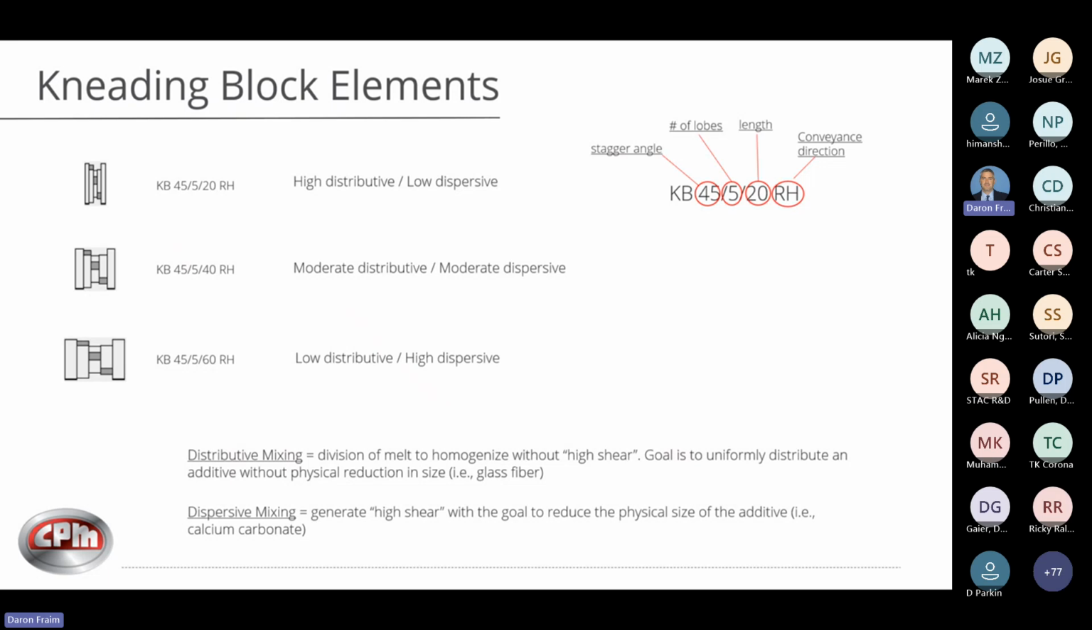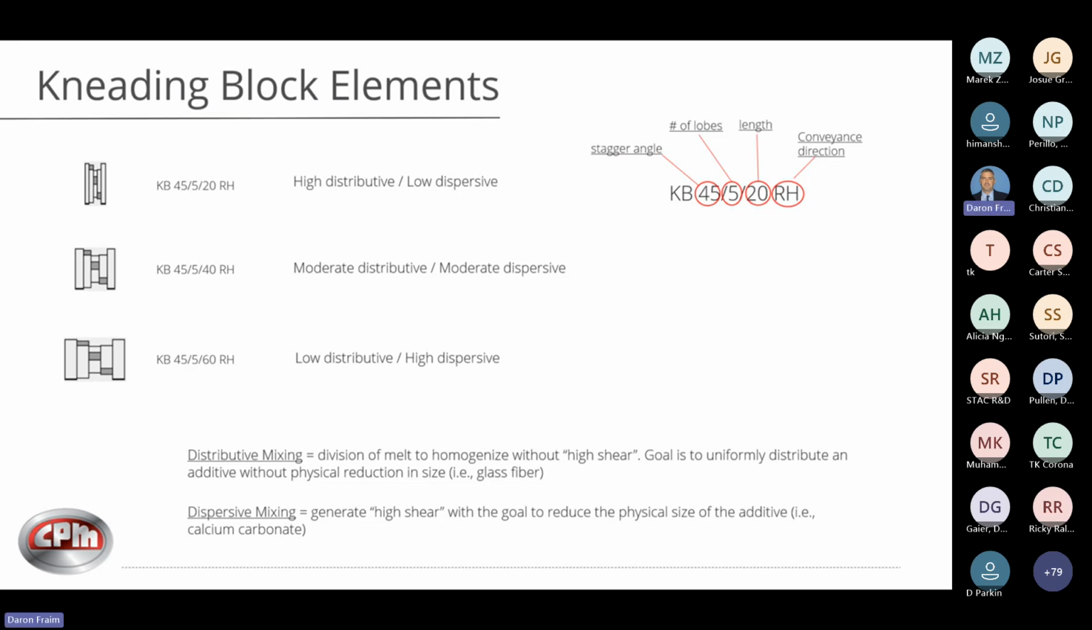When we look at kneading blocks, this is just a little bit of the nomenclature up on the right. When you say KB, that represents a kneading block, 45 is the stagger angle, 5 is the number of lobes, 20 is the length, and then the RH, or right hand conveyance direction, which is in the process direction.